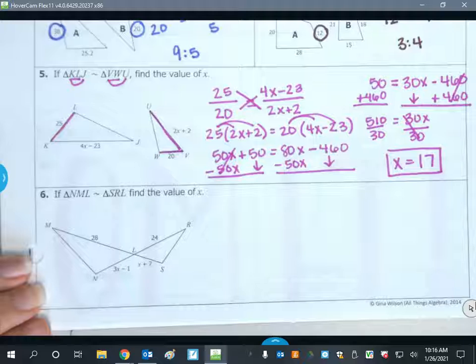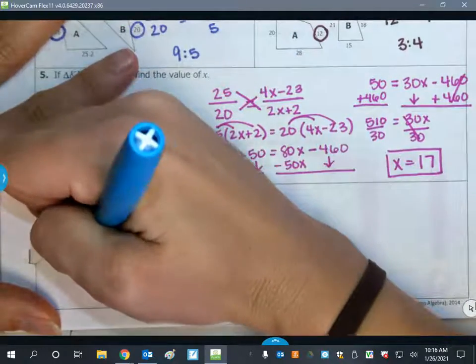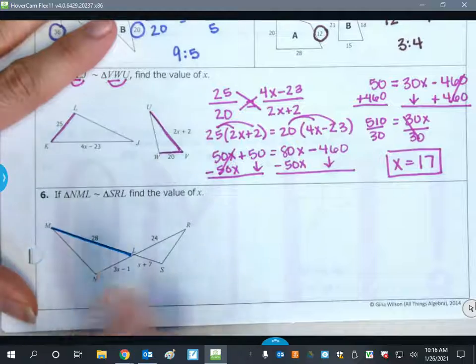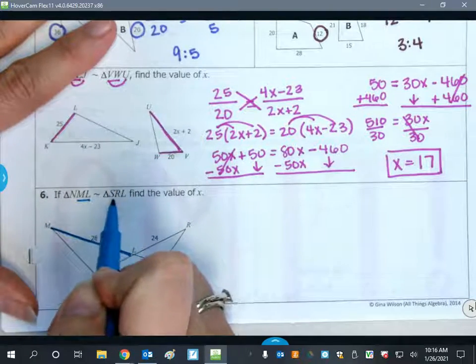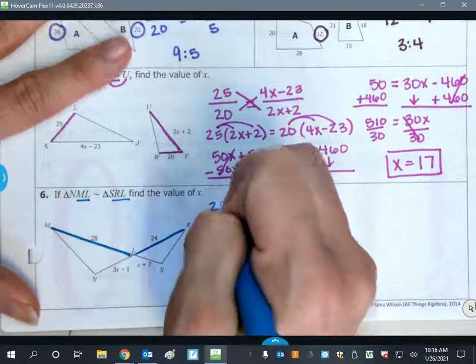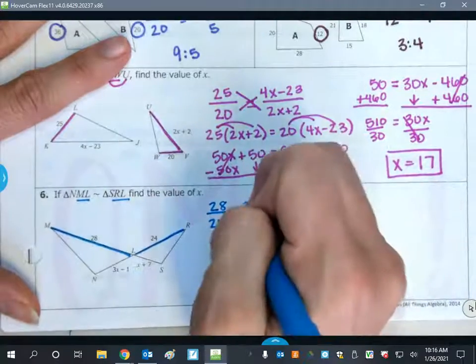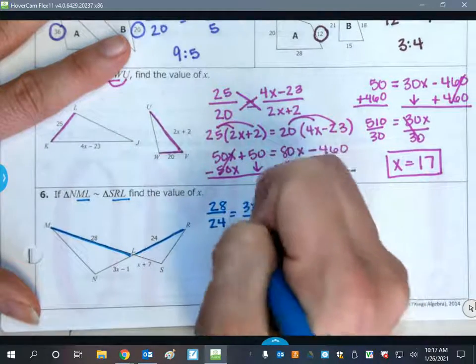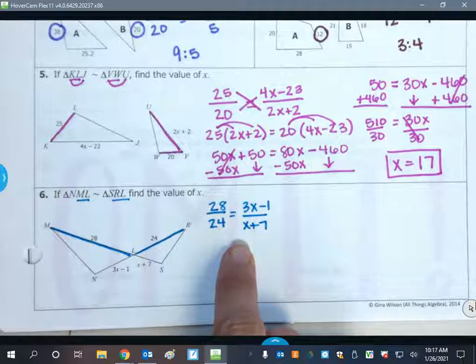All right, let's do it again. Number 6. All right, so I'm going to choose 28 first. So 28 is side ML, and I can see in the names of the triangles that ML corresponds to RL, which is 24. So 28 over 24 equals 3x minus 1 over x plus 7. Go ahead and solve that for x.